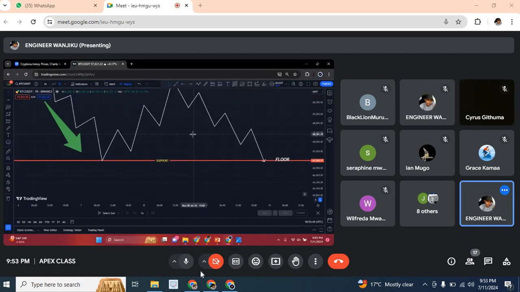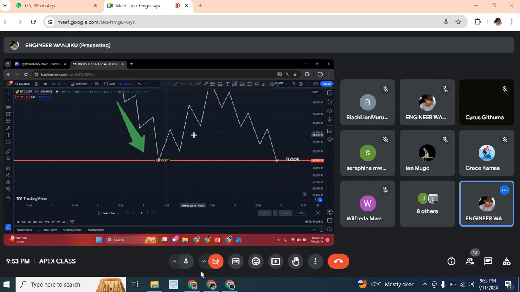Is that okay? Is the concept of support and resistance zones clear?